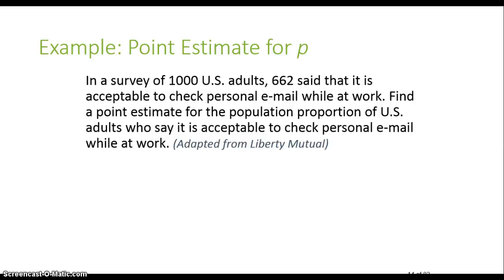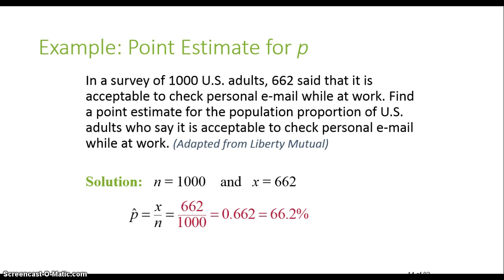In a survey of 1,000 U.S. adults, 662 said that it is acceptable to check personal email while at work. Find a point estimate for the population proportion of U.S. adults who say it is acceptable to check personal email while at work. So basically, what is the sample proportion of people that check their email at work? That's literally the 662 that said that they did out of the 1,000 people that they asked, and you can write it either as 662 over 1,000, or as a decimal, which is 0.662, or as a percentage. Multiply that decimal by 100 and it gives you 66.2%.